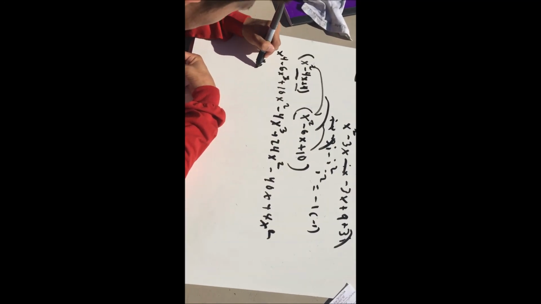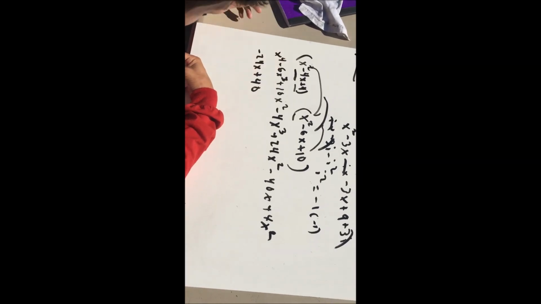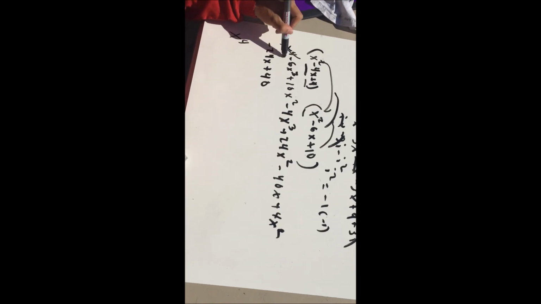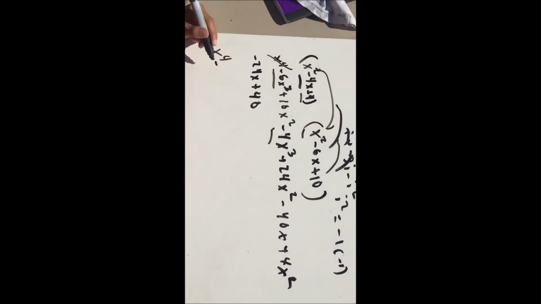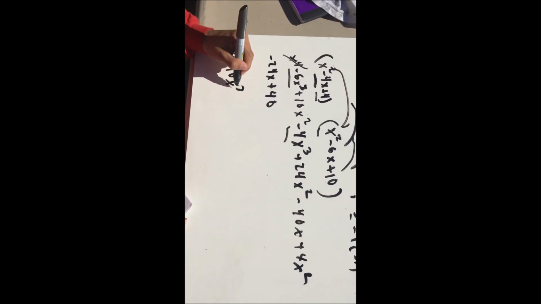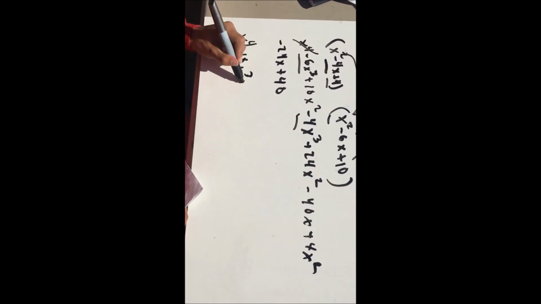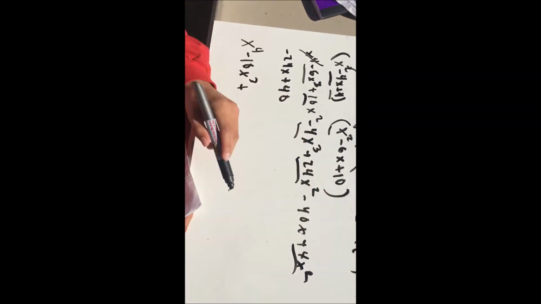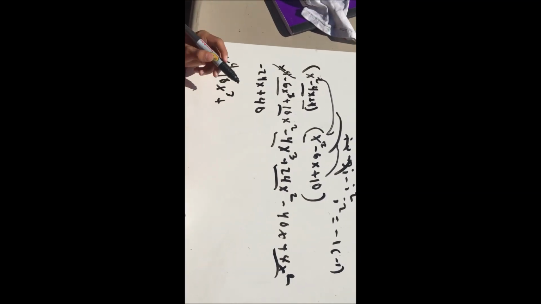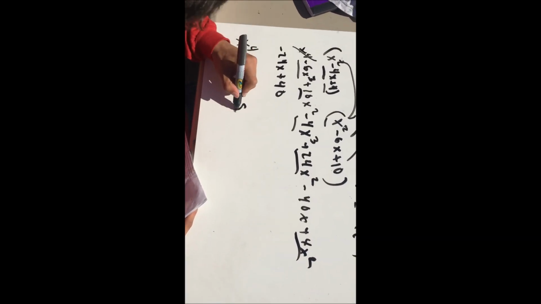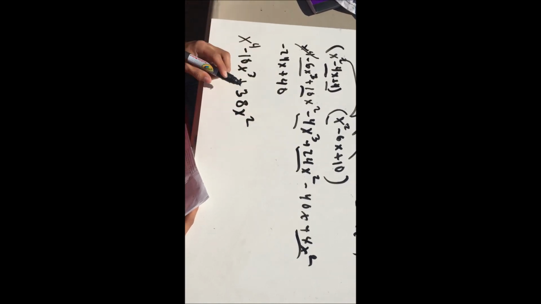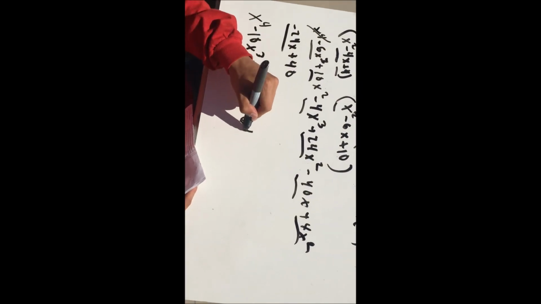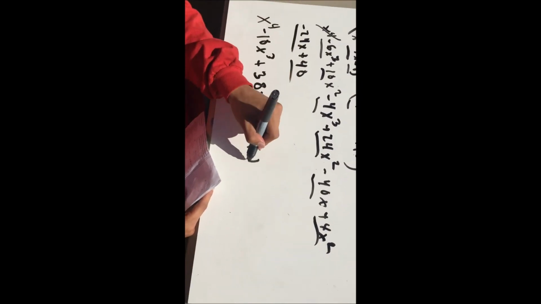minus 24x plus 40. So then you combine like terms, x to the 4. This and this become negative 10x to the 3rd. Then this one. 24 plus 10 plus 4 x squared. So then negative 24x minus 64x plus 40.